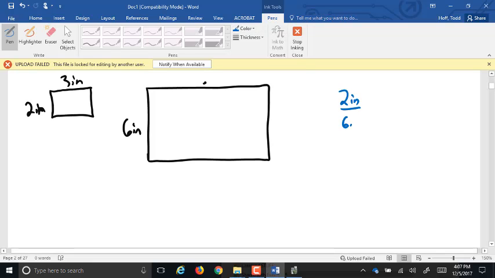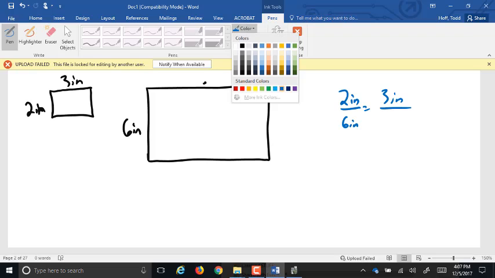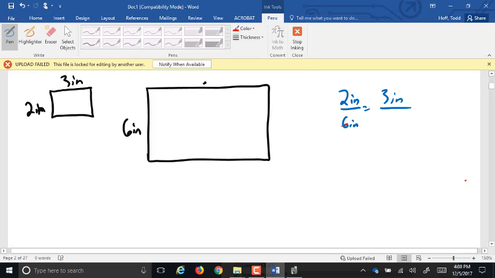Well, 2 becomes 6. 3 is going to become what? 6 times 3 is 18, divided by 2 makes 9 inches. That becomes 9 inches.